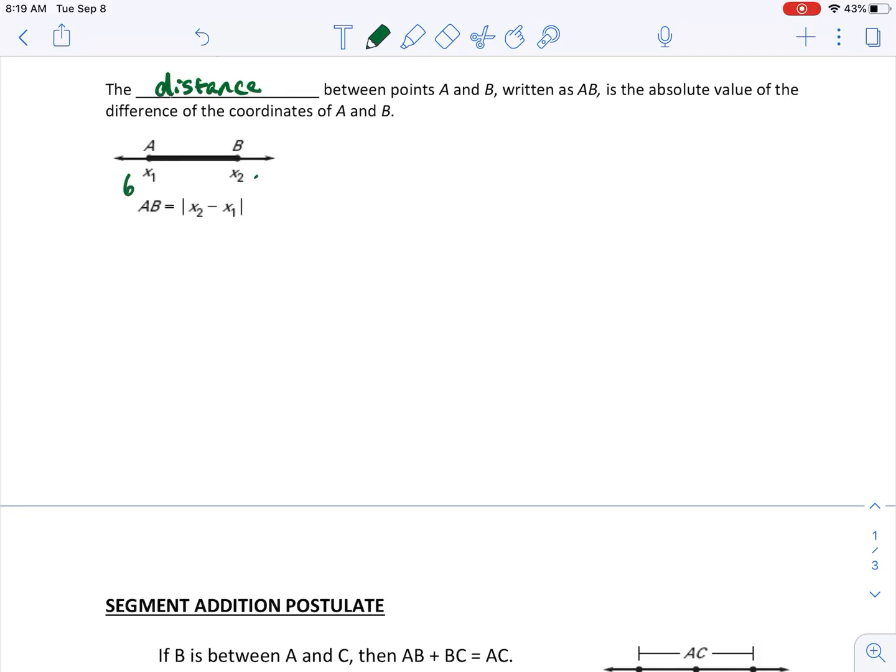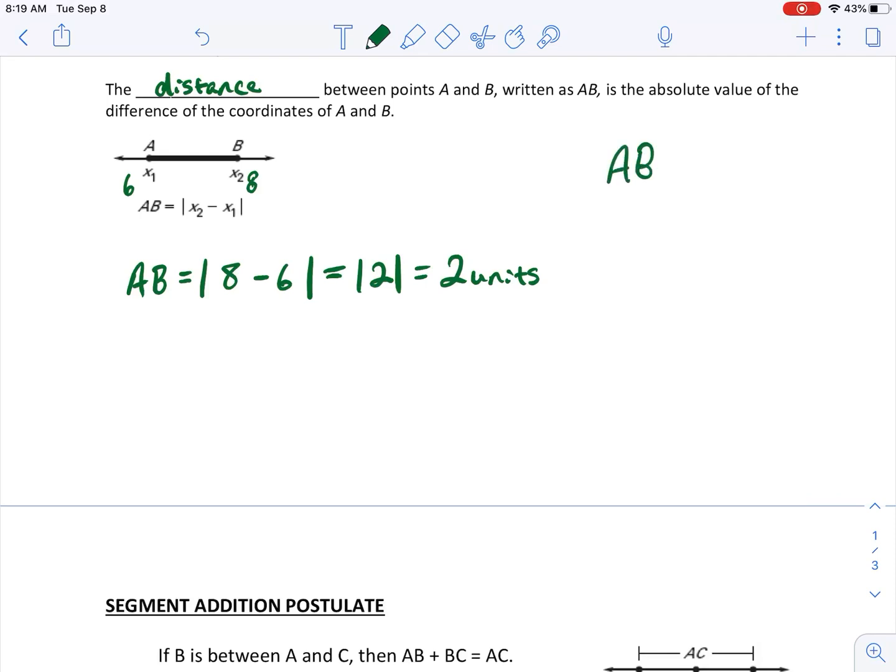So I'm going to try to give you an example. Let's say this one right here is at 6, this one is at 8, and I want to find the distance from A to B. Well, it tells me if I want to find the distance from A to B, I would take the absolute value of x2, which was 8, minus 6, and we would get our absolute value, our distance. So 8 minus 6 would be 2, and the absolute value of 2 is 2. So our distance of segment AB is 2 units.